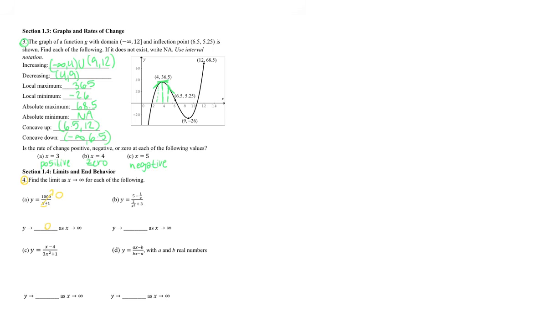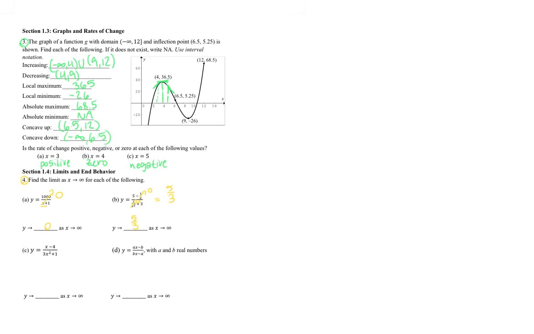So for part B, we have some similar things happening. So we have 5 minus 1 over x. So for 1 over x, x is going to get bigger and bigger and bigger, while 1 stays constant, so that term's going to 0. Same with 2 over x squared. So those both are going to 0. So all we're left with is 5 over 3. And so our limit goes to 5 over 3.